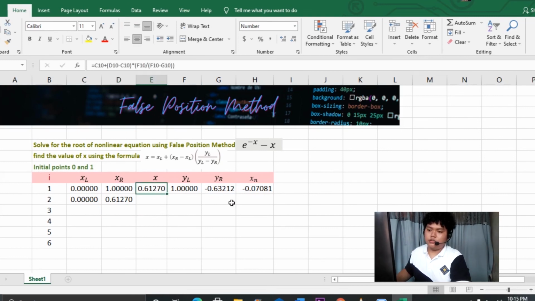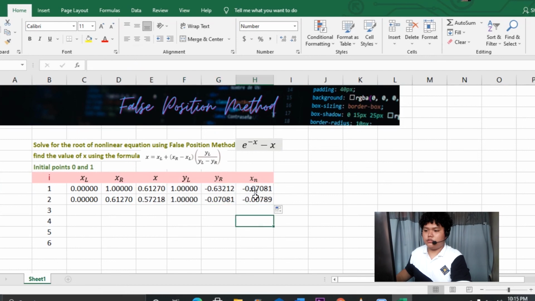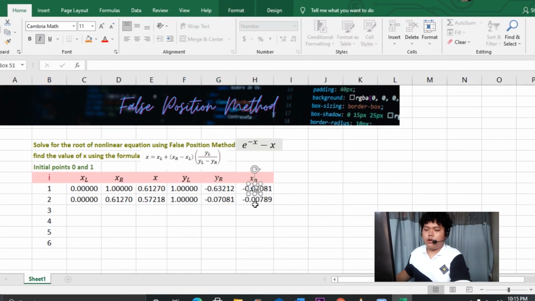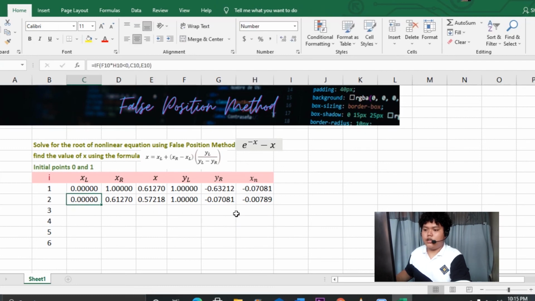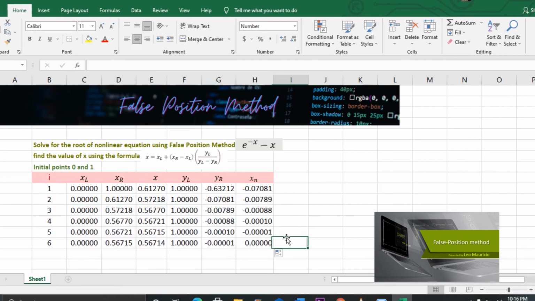So here it goes, copy. So here are our values. Since we already have our right and left limit, we can copy this. And here are the values of our second iteration. So since you already have the second iteration, you can find the other iterations by dragging down these cells. So as you can see, on the 6th iteration, the value of our function of x is 0.